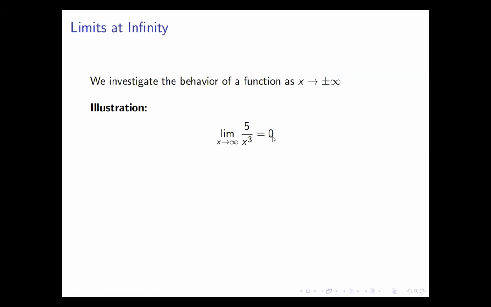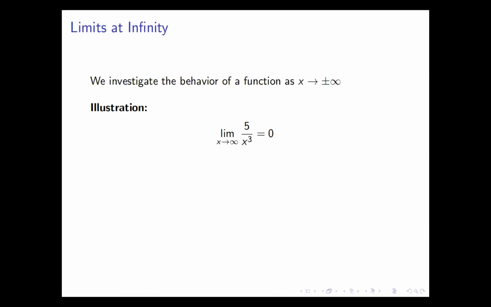For example, if x is 10, then this will become 5 over 1,000, and 5 over 1,000 is already very small, 0.005. Now if you increase x by a factor of 10, then this one will get smaller by a factor of 1,000. So if I plug in 100 for x, this will become 5 over 100 cubed. What is 100 cubed? That's already 1 million. 5 divided by 1 million is very, very small.